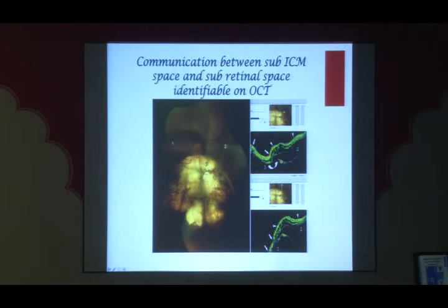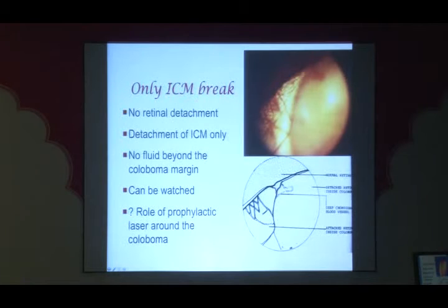This is just to show that on OCT, you can actually demonstrate the point of communication between the sub-ICM space and subretinal space. This particular section shows a communication. There's a gap here between the subretinal space and sub-ICM space. While in this particular section, which is just a few millimeters away from this point, you will find there is no communication. It's a closed space. That does not necessarily mean that we vary our technique of surgery. We essentially end up treating the entire coloboma margin because of reasons, again, which I'll tell you a little later.